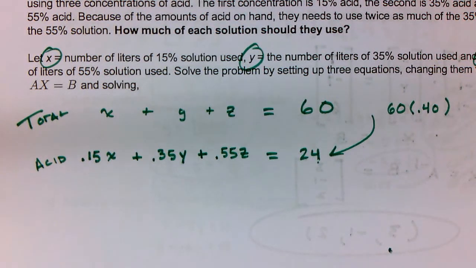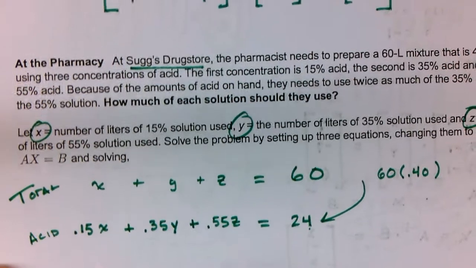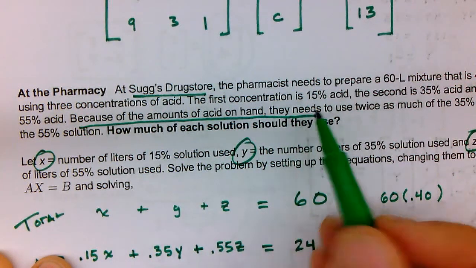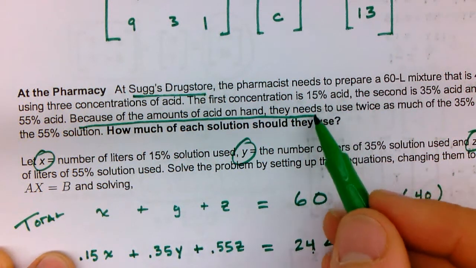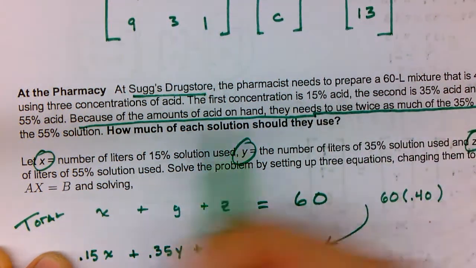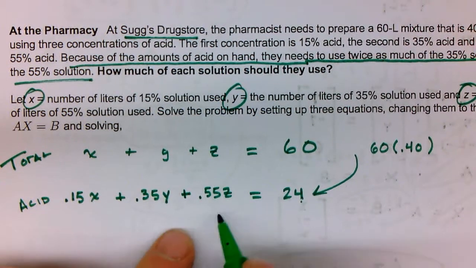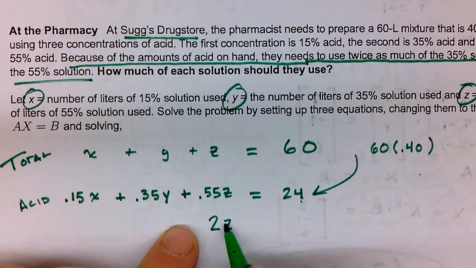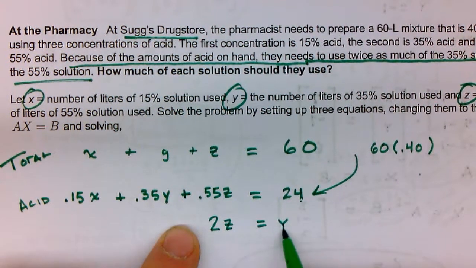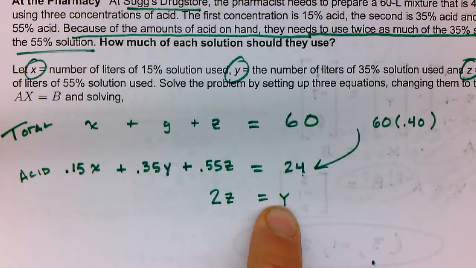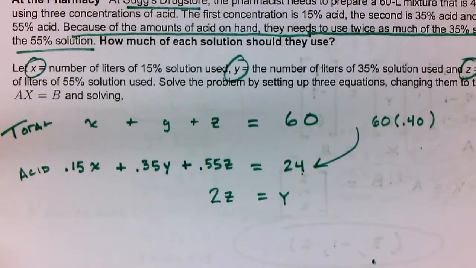Now we've got three variables, which means we need 3 equations. So the last one's going to come from this right here. It says, because of the amounts of acid on hand, they need to use twice as much of the 35% solution as the 55% solution. So that's telling us that 2 times Z has got to be equal to Y. 2 times as much of the Y as the Z. So there's your 3 equations.